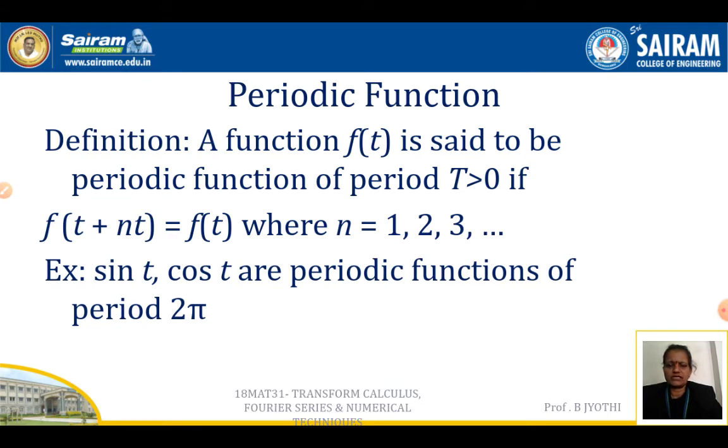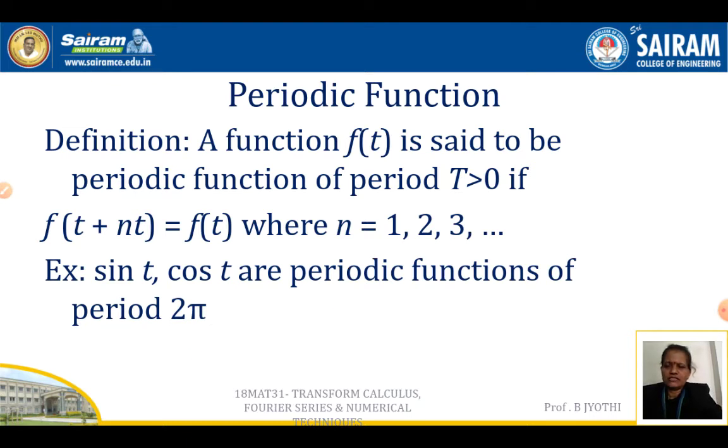The definition says that a function f of t is said to be a periodic function of period T, which is always greater than 0, if f of t plus nT is f of t, where n can take the values 1, 2, 3, etc. The examples here are sin t and cos t. They are periodic functions of period 2 pi.